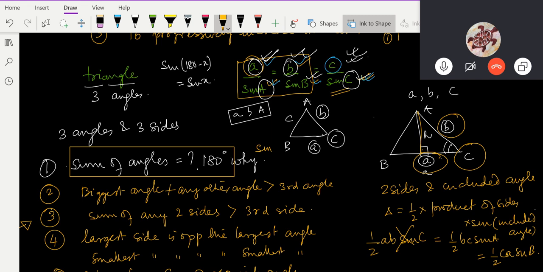Make sense? So all I need to do is to understand the basic principles. Here also, I started off from the basic principle, half into base into height. This is the idea of a triangle. So from there, I can derive anything that I want.